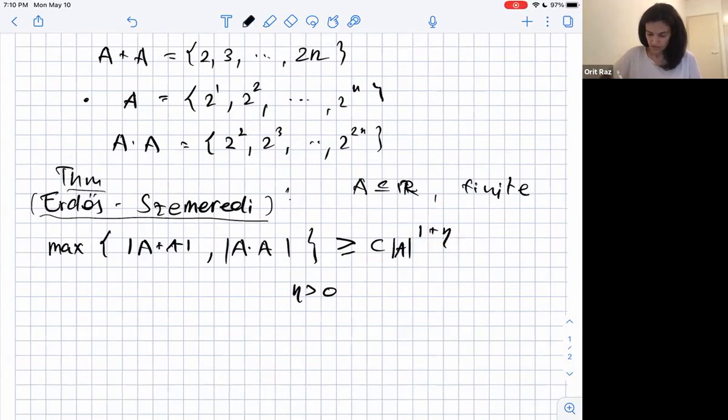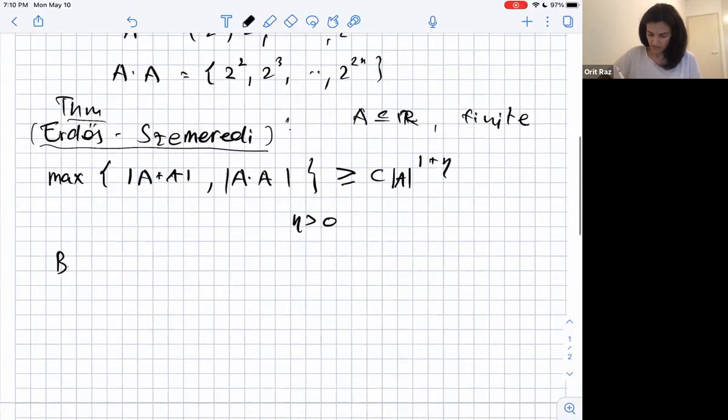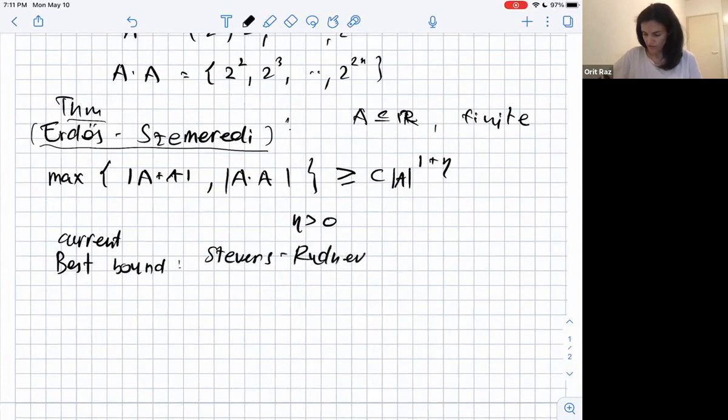And so the result was improved. I think that the current best bound is due to Stevens and Rudnev. And I'm not sure what the number is, but instead of 1 plus eta, it is 4 over 3 plus some constant.